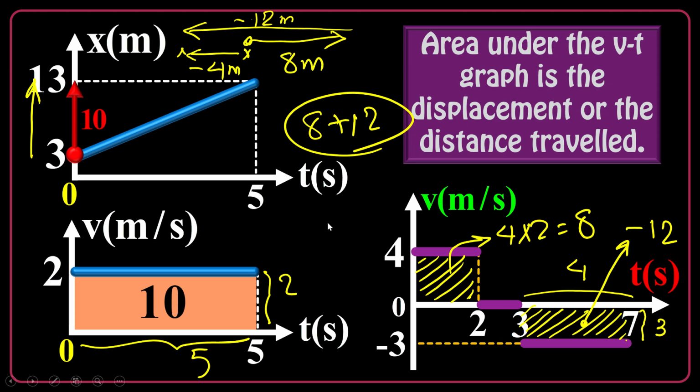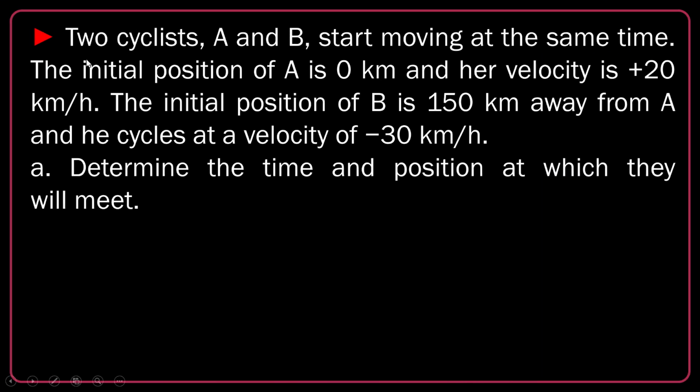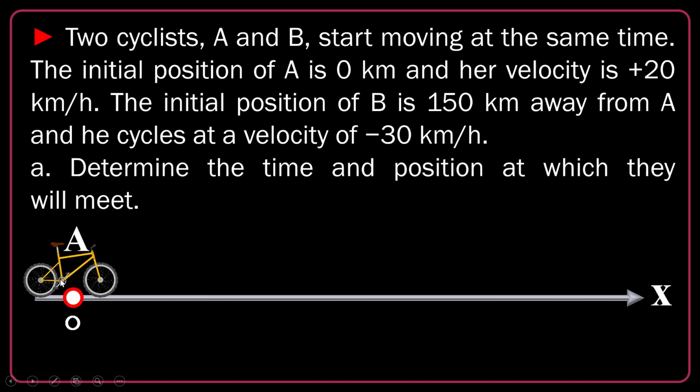It's very important. Look at this example, guys. It's very important and instructive in my opinion. Two cyclists A and B start moving at the same time. The initial position of A is 0 kilometers and her velocity is 20 kilometers per hour. So A starts from here with the positive velocity of 20 kilometers per hour. It is not an SI unit. Pay attention, kilometers per hour.